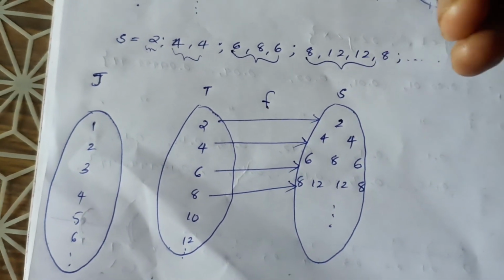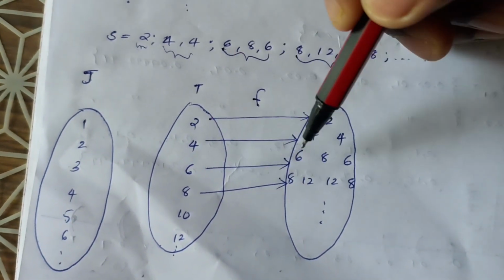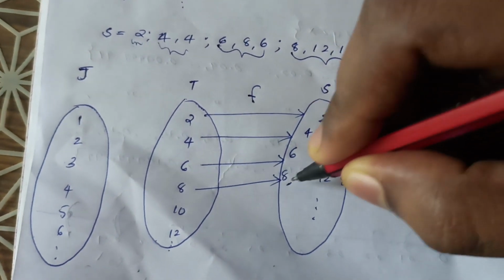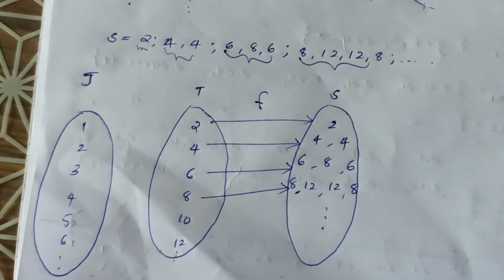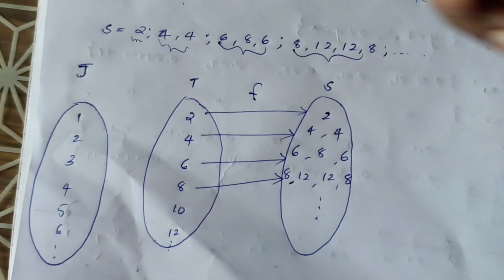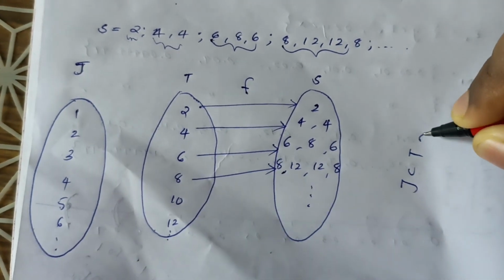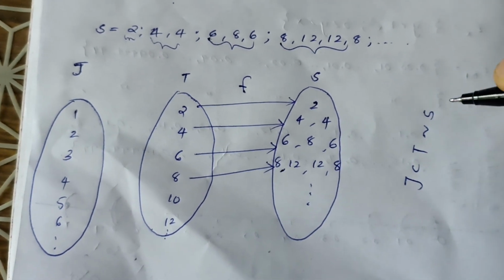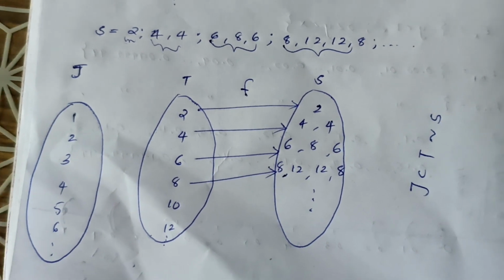You can do it as an exercise. We can map 2 to 2, 4 to 4, 6 to 6, 8 to 8, 12 to 12. We can find a function in such a way. When we can find a subset of J that has a 1-1 correspondence with our S, then we can say that it is at most countable.